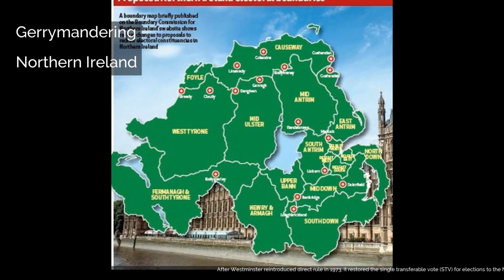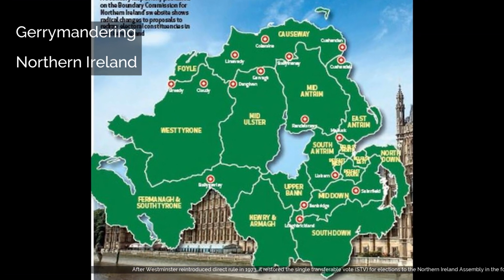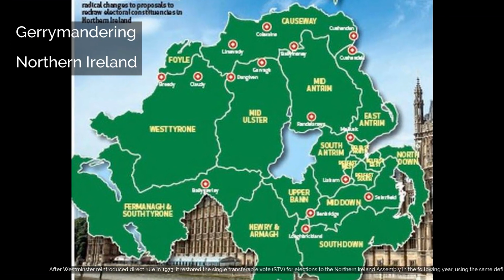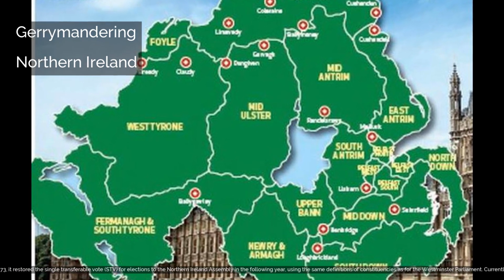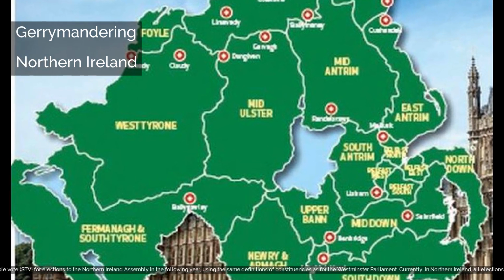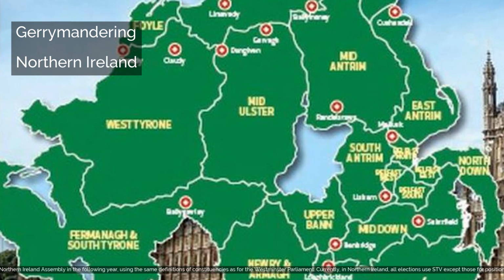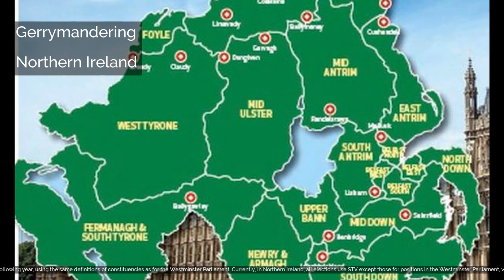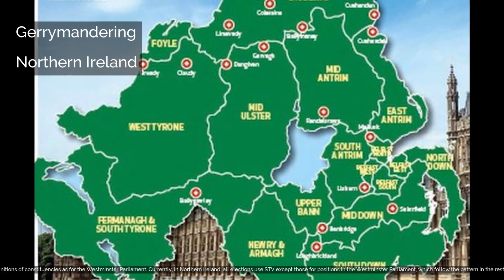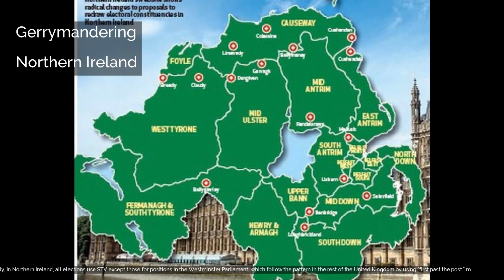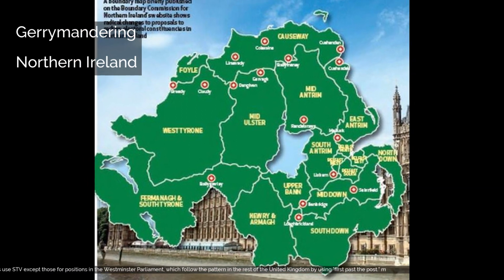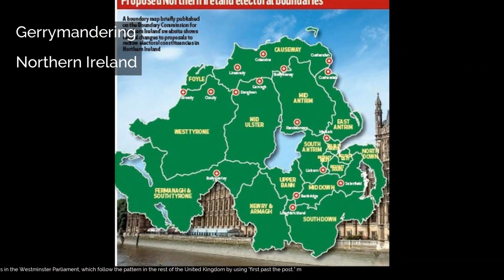After Westminster reintroduced direct rule in 1973, it restored the Single Transferable Vote (STV) for elections to the Northern Ireland Assembly in the following year, using the same definitions of constituencies as for the Westminster Parliament. Currently, in Northern Ireland, all elections use STV except those for positions in the Westminster Parliament, which follow the pattern in the rest of the United Kingdom by using first-past-the-post.